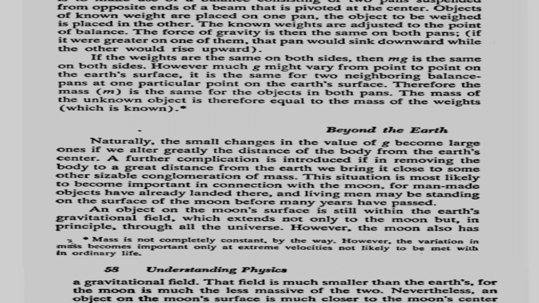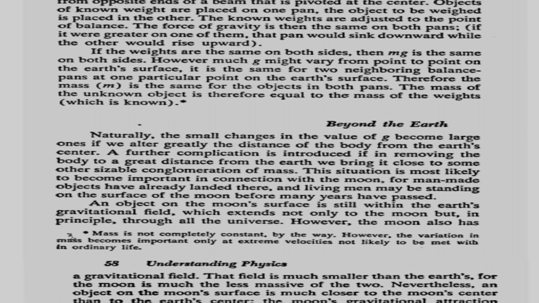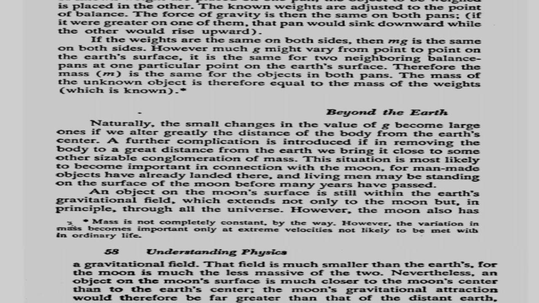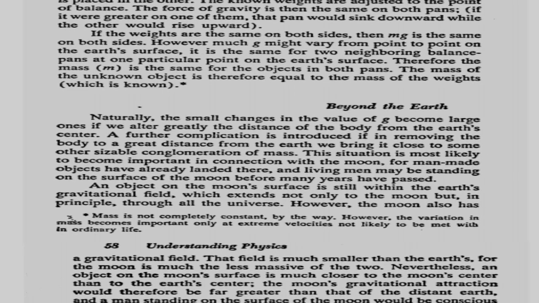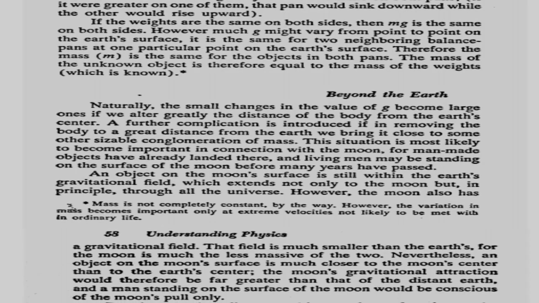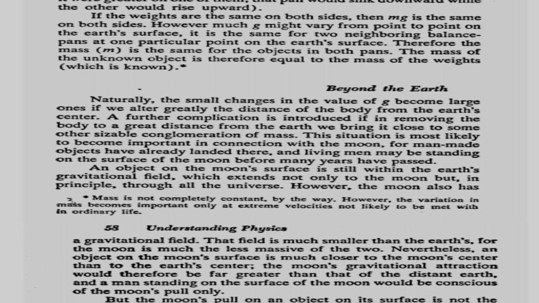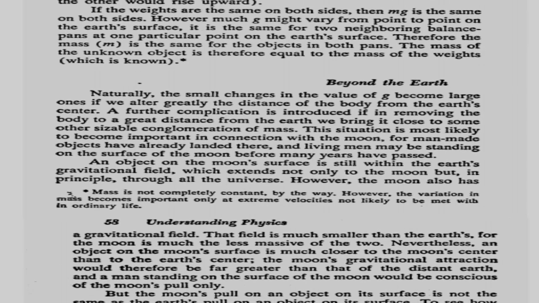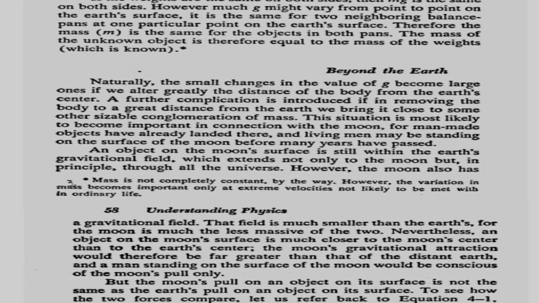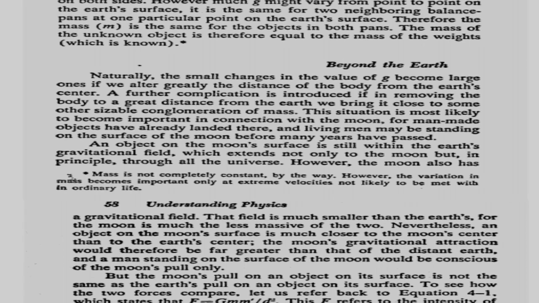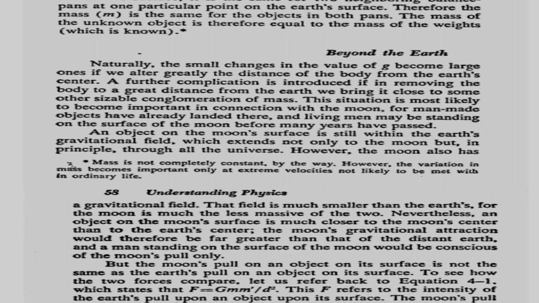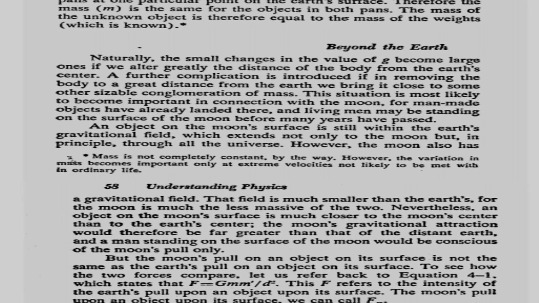But the Moon's pull on an object on its surface is not the same as the Earth's pull on an object on its surface. To see how the two forces compare, let us refer back to equation 4-1, which states that F equals G times M' divided by D squared, or force equals gravity times the mass of the Earth divided by distance squared. This F refers to the intensity of the Earth's pull upon an object upon its surface. The Moon's pull upon an object upon its surface we can call F_m.